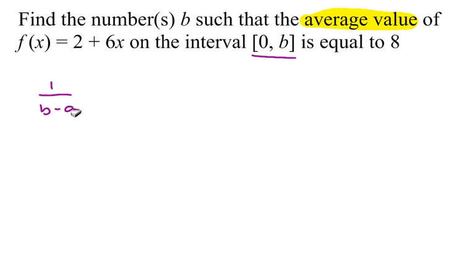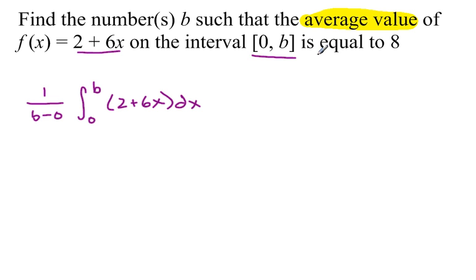So let's just fix that up. Let's start that again. So that's going to be 1 over b minus 0. Now I know my integral goes from 0 to b, and it's the average value of that function. So 2 plus 6x dx, and I'm told that the average value is equal to 8. All right, so we've done the hardest part, which is just setting up what equation we're working with. The next is just working through the math and the calculus.